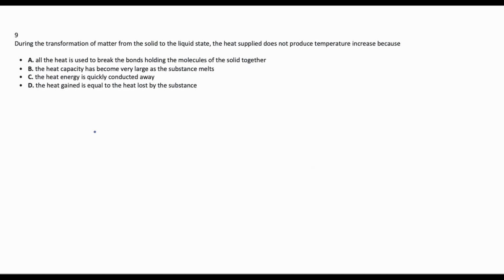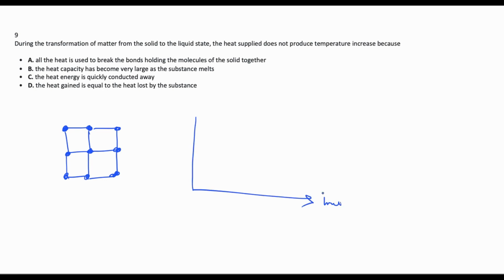Question 9 says, during the transformation of matter from solid to liquid state, the heat supply does not produce temperature increase because... Now, you have a solid matter that is being heated. If this is the time and this is temperature here, you find that the temperature increases up until a point, which is the melting point, where the temperature remains uniform for a while. And then after melting is completed, the temperature starts to increase again.